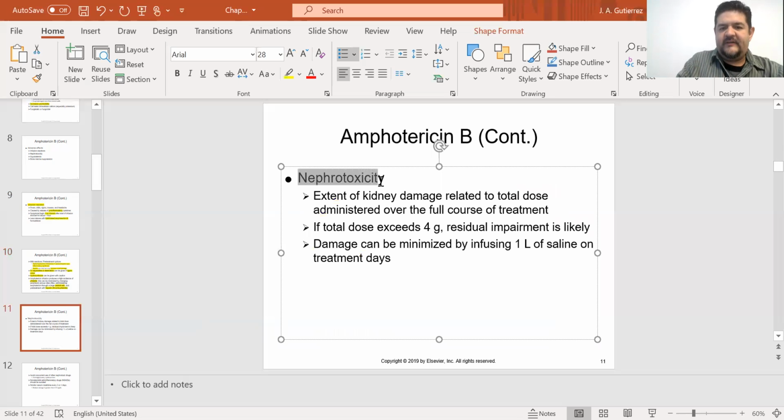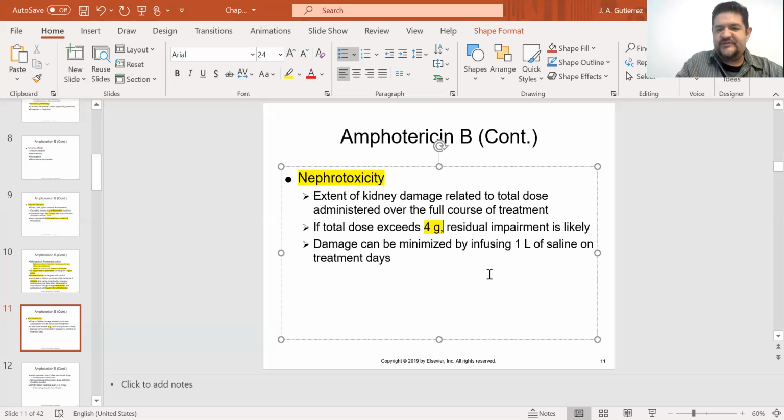Amphotericin B is nephrotoxic, so you need to be aware that the doctor will be prescribing kidney function labs, and we're gonna have kidney damage, especially if the amount of amphotericin B exceeds 4 grams in a 24-hour period. So if you see that the patient's getting more than 4 grams in a 24-hour period, then we'll have damage to the kidney. So how can we prevent this?